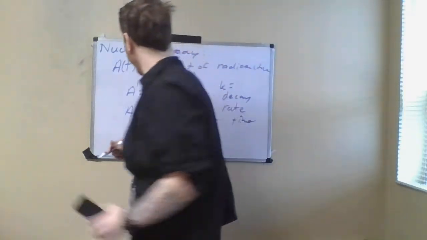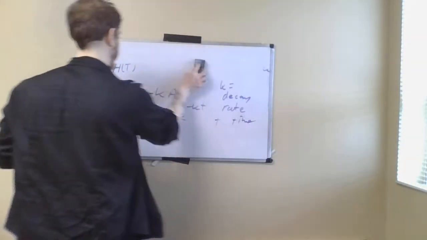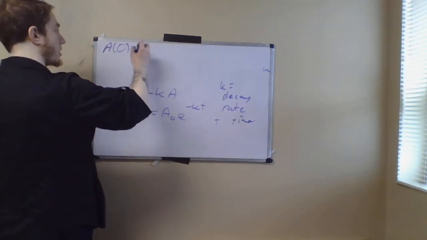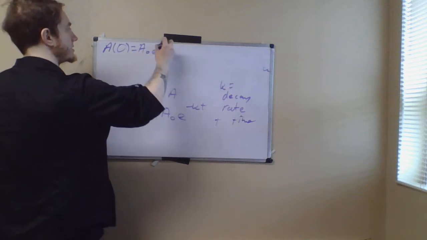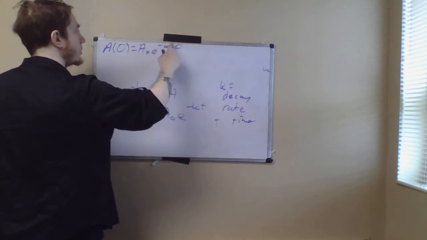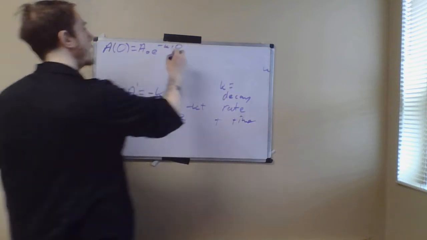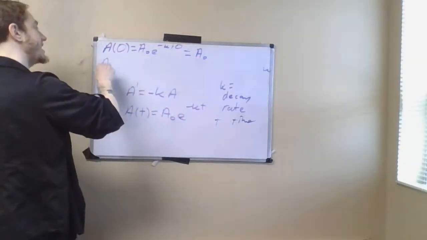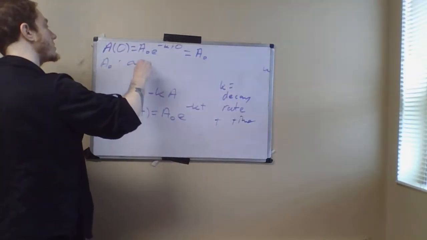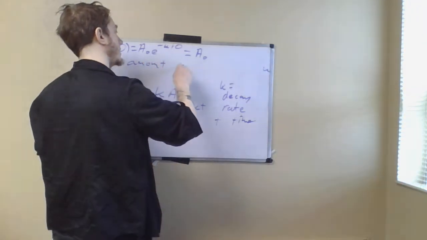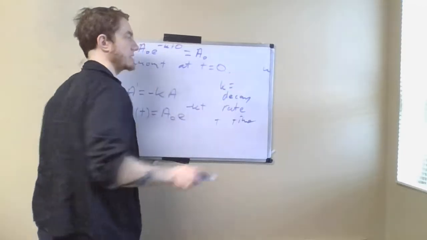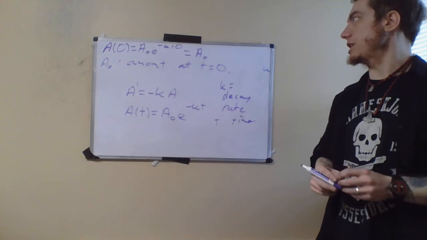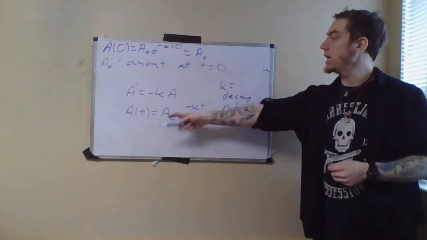Well, to figure out what that constant is, notice that the amount when t is equal to 0 is A0 e to the minus k times 0. Sorry, that doesn't look much like a multiplication symbol. But this is e to the 0, which is 1, which is just A0. So actually, A0 is the amount at t equals 0. So that is our constant here.